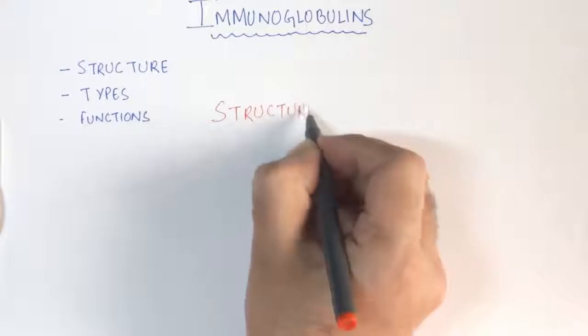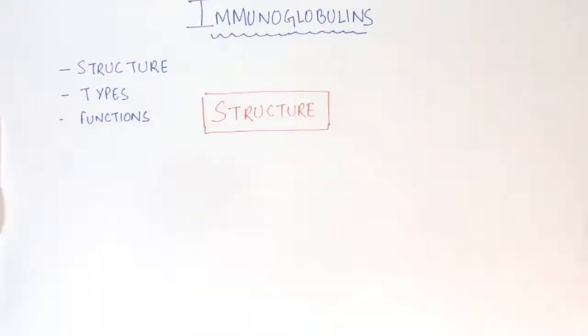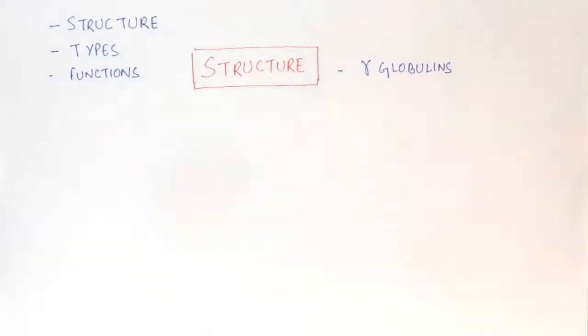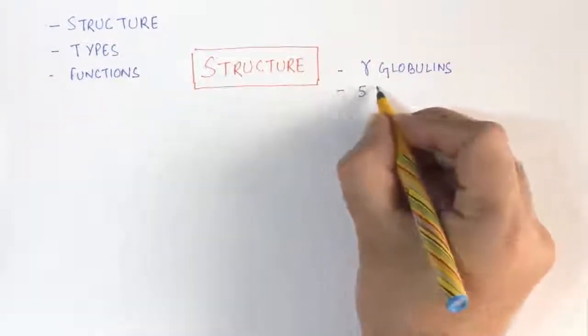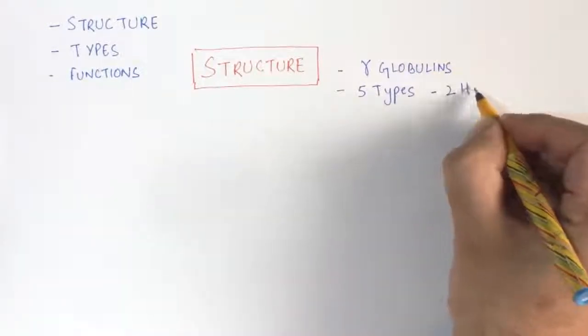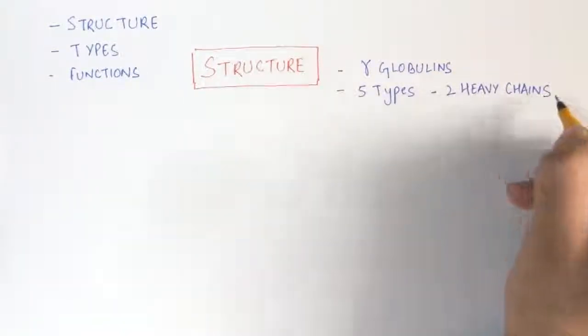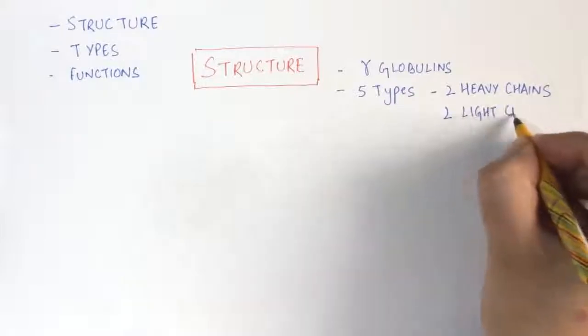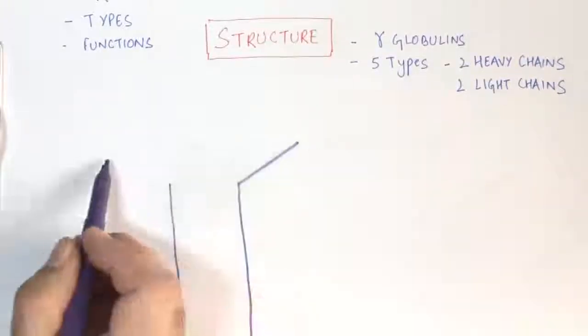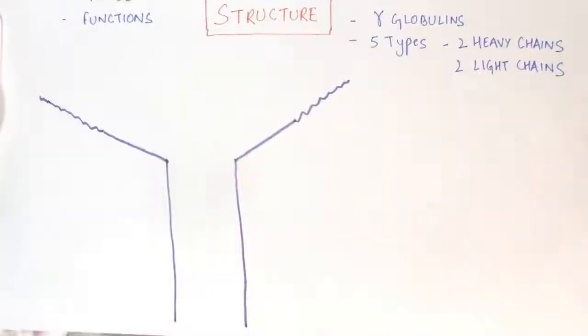Let's first talk about the structure of the immunoglobulins or the antibodies. The antibodies are the gamma type of globulins, and there are basically 5 types of antibodies. But each of them contains 2 heavy chains and 2 light chains. Let me draw a diagram of the antibody which will help us to understand its structure.